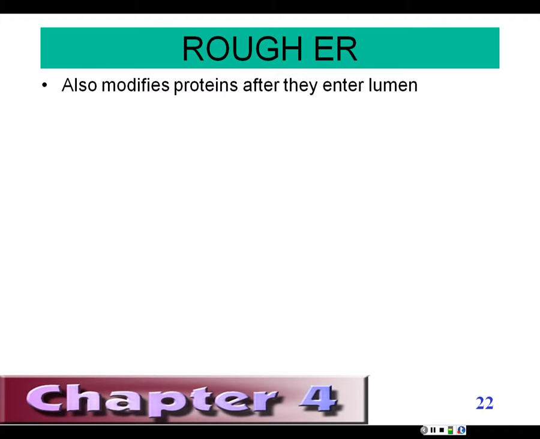So sometimes we have to modify the protein a little bit in order to get it to be active. There are enzymes present within the lumen that will help to modify the protein. And again, that modification may be the addition of a carbohydrate molecule. We may have to add a disaccharide or some polysaccharide to the protein in order to make it functional.